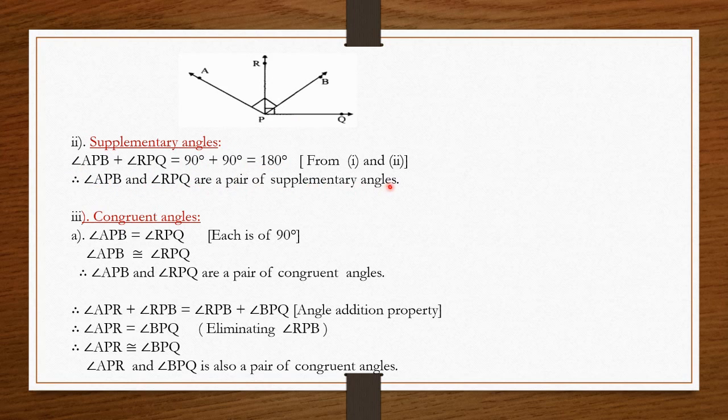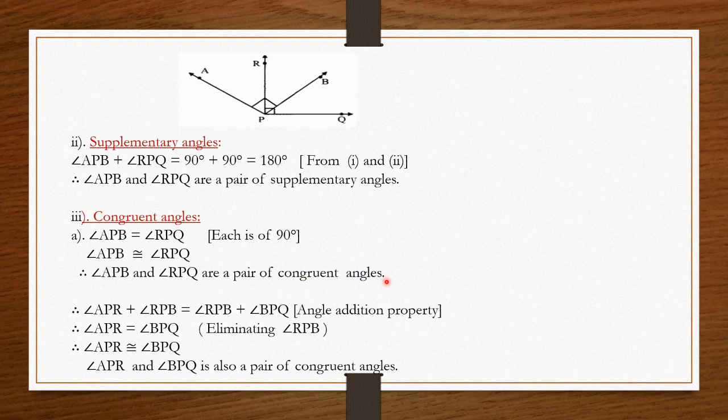Third one, congruent angles. Congruent angles means the measurements of the angles are equal. In the figure, angle APB is 90 degree and angle RPQ is also 90 degree. Therefore, angle APB equals angle RPQ and angle APB is congruent to angle RPQ. Therefore, angle APB and angle RPQ are one pair of congruent angles.